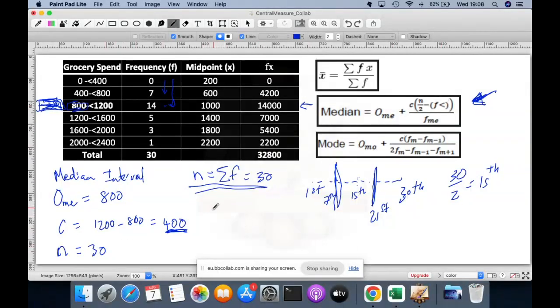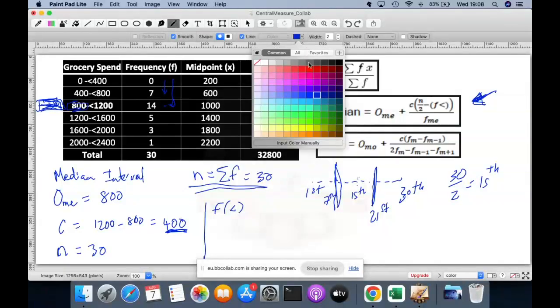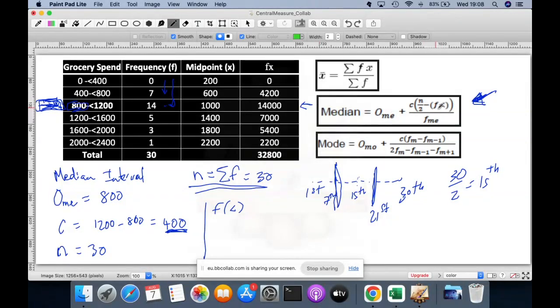Okay, so we're getting there. Now we've got this symbol here. It almost looks like a couple of symbols, but it's actually just one. It's this F bracket less than. It's this thing here. I'm going to put it in green. This whole thing here is one symbol. It's one value.